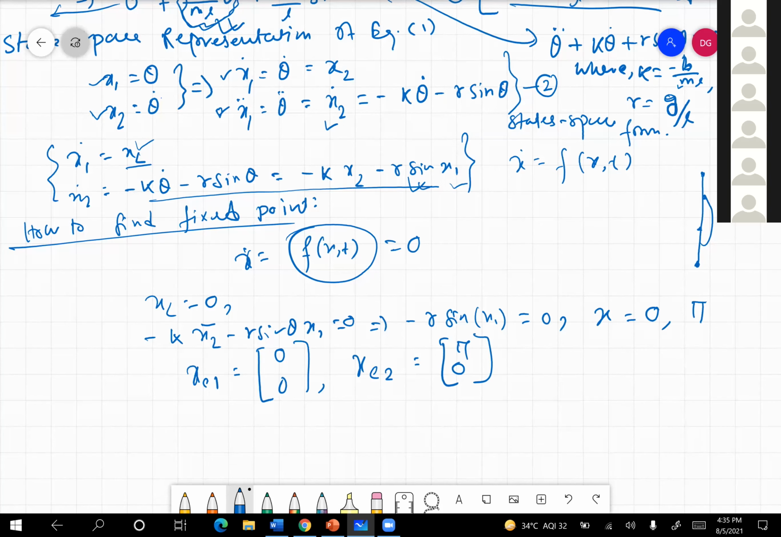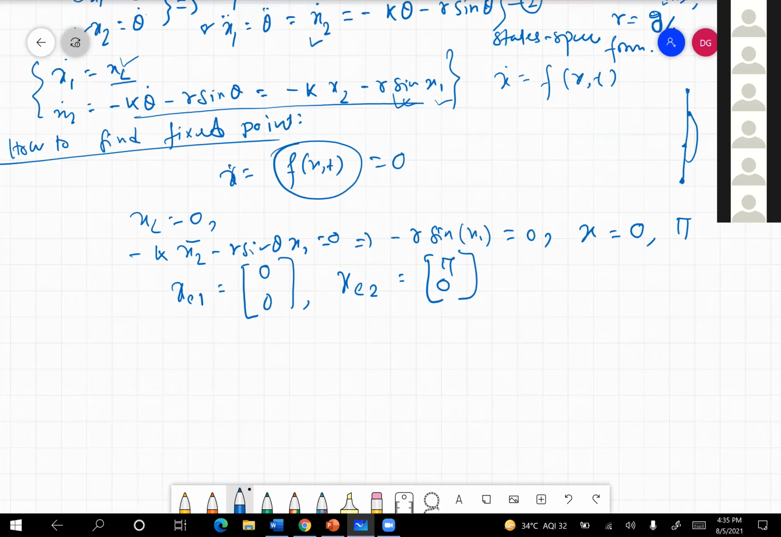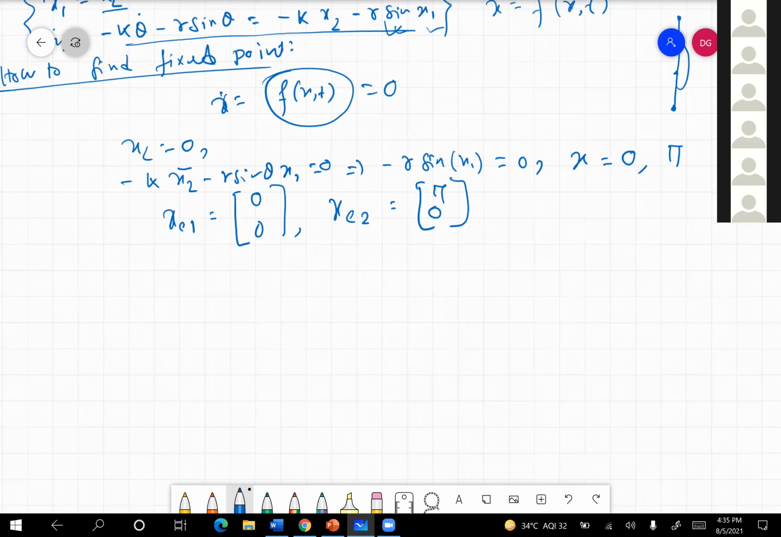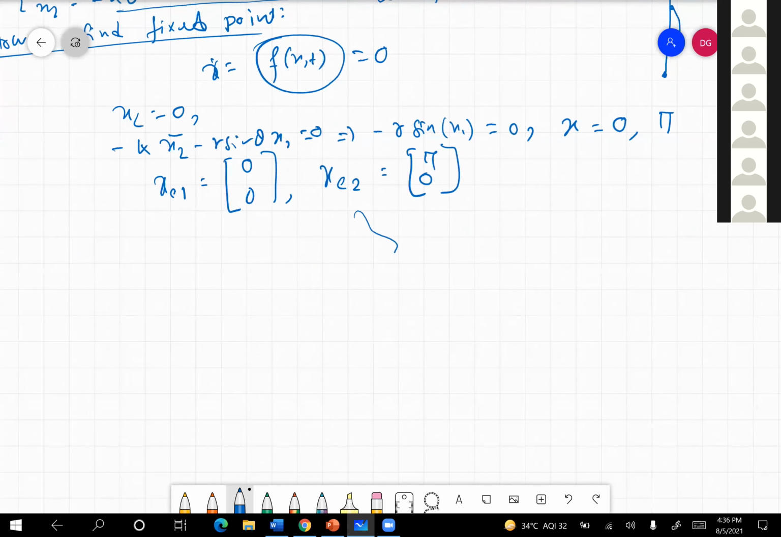Now, once we find the equilibrium points, we will linearize our system about that equilibrium point. So what is linearization actually? Let's consider this is my equilibrium point, and I have some region about it. I'll consider some small distance delta x. Let's consider this is xc2. About this equilibrium point, I'll find some region which is distant by delta x, and in this region the system will behave as a linear system. That is called the linearization process.